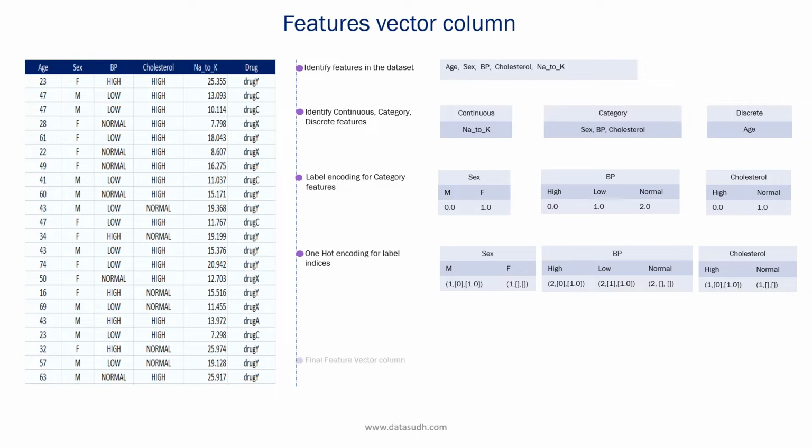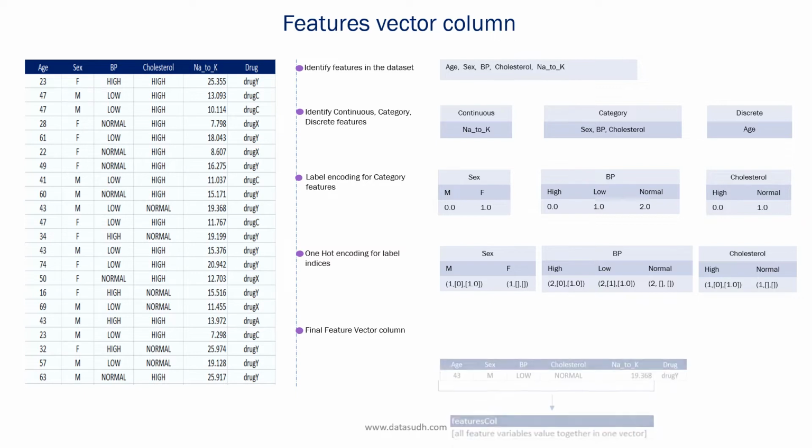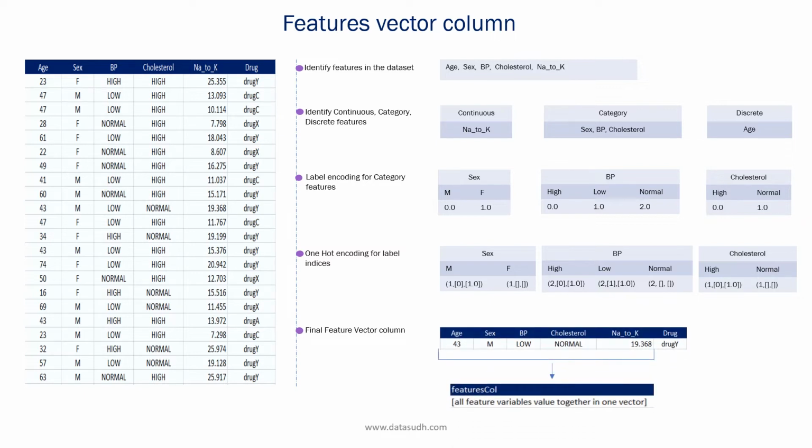How is that column going to look? If we take an example of a row where we have age as 43, sex as male, blood pressure as low, cholesterol as normal and Na to K as 19.368, all this data will be combined into a single column that will be the feature vector column, represented by that vector value together. So let's see in practical how to create this column in our data set.